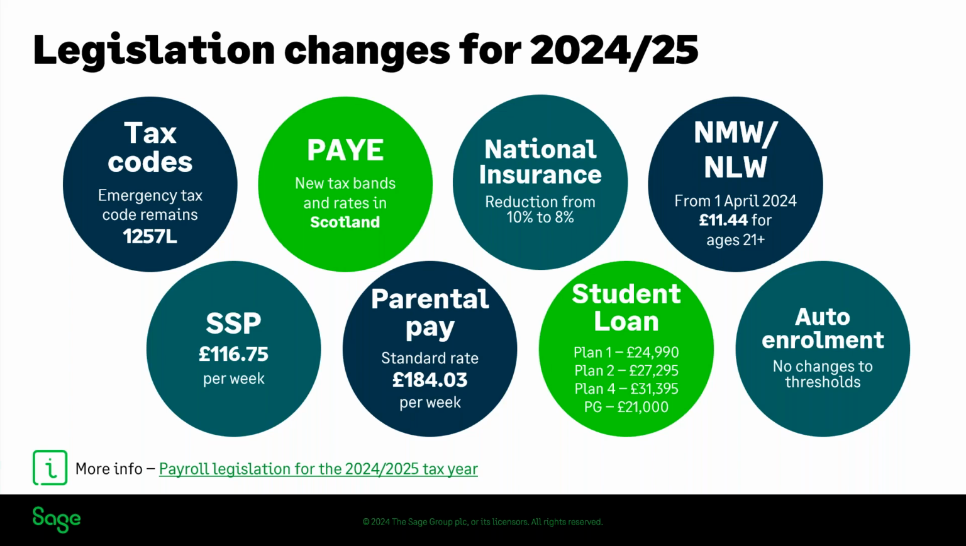From the 1st of April this year, 2024, workers aged 21 and over will be entitled to the National Living Wage. And please note, only tax codes need to manually be updated in Sage Payroll. And please use the new legislation link in today's presentation for more details.